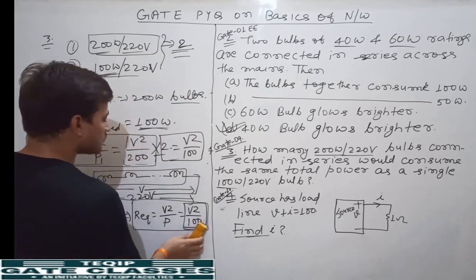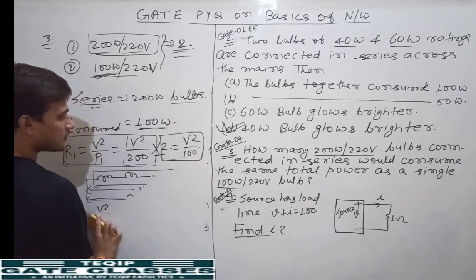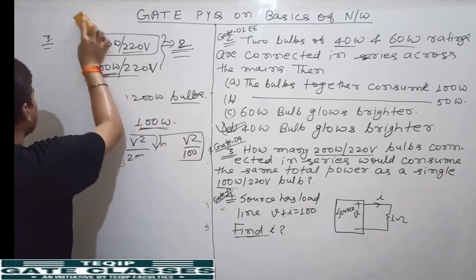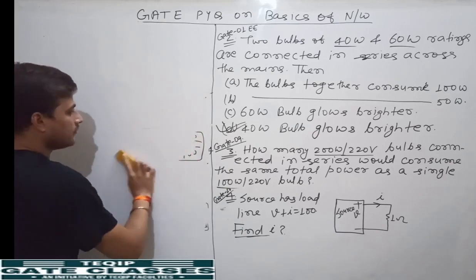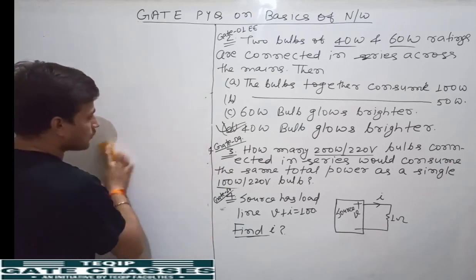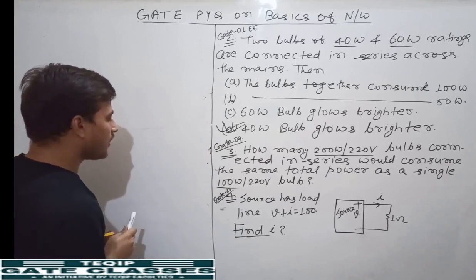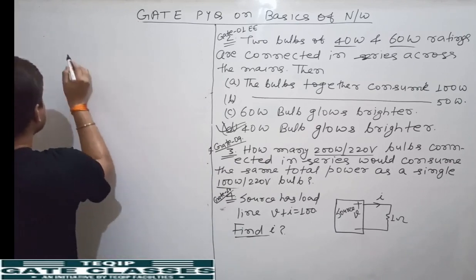Clear? So the third question is clear. Next, come to the fourth question. You can see all the questions are very easy and a bit tricky. The fourth question was asked in GATE 2010 Electrical Engineering.